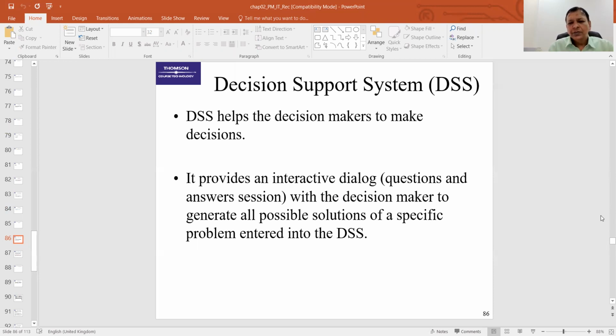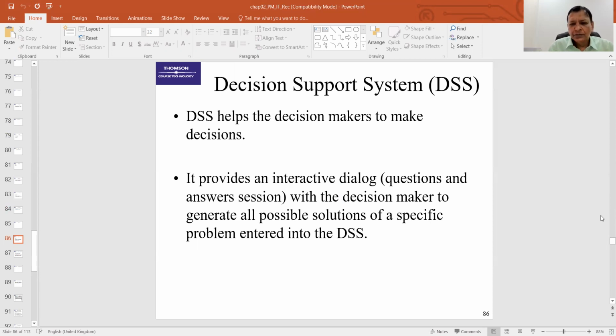So DSS provides an interactive dialogue with the decision maker about the specific domain, about the specific problem, and generates alternative solutions. There is no specific or true perfect solution. It's possible, like GPS will give you possible routes.